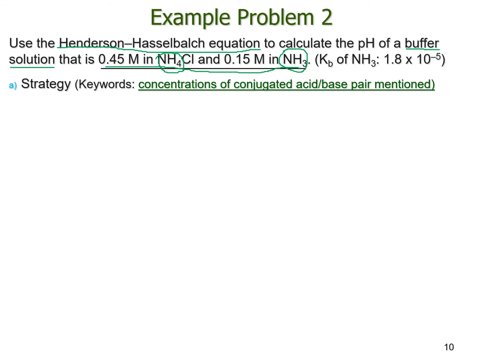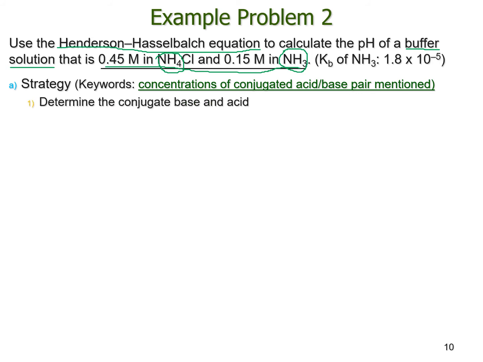Okay, so here I will just explain how we recognize the keywords for determining the type of calculation problem. Of course, the HH equation, the buffer solution, as well as the concentrations of a pair of conjugates, all of them lead to the buffer solution calculation problem.